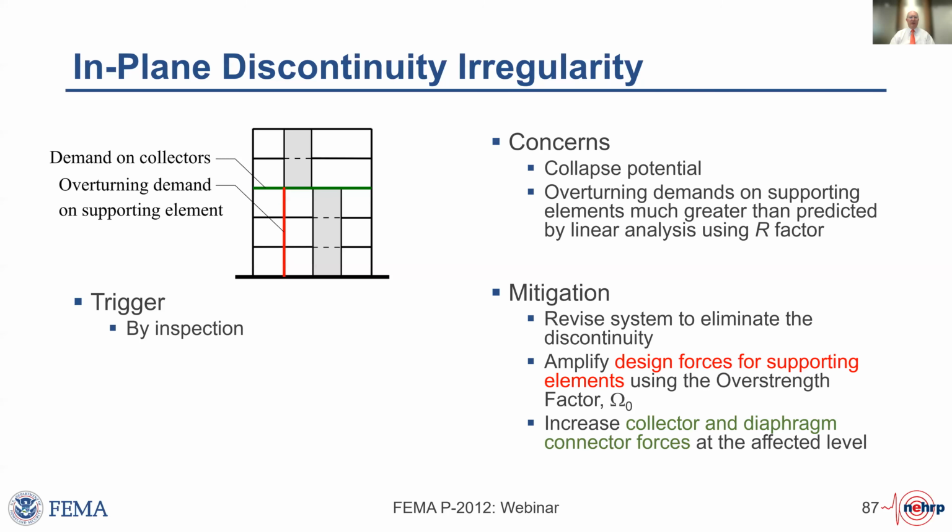In plane discontinuities, you can expect that the column in red here is going to see much greater demands than your R=5 analysis would suggest. And so the concern is that if that column fails, the whole system fails and we have collapse. And so we're required to amplify the design forces in the element that's supporting those discontinuous forces. And we also need to think about the diaphragm forces and amplify them at the level where the irregularity is introduced.